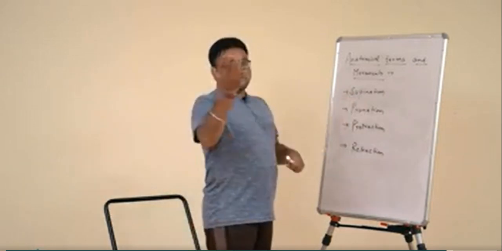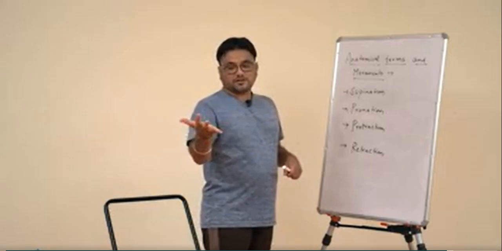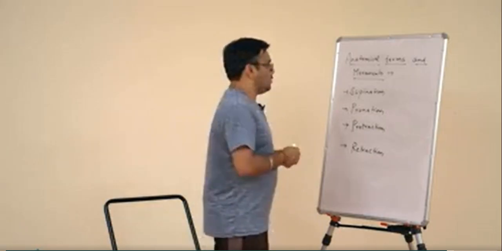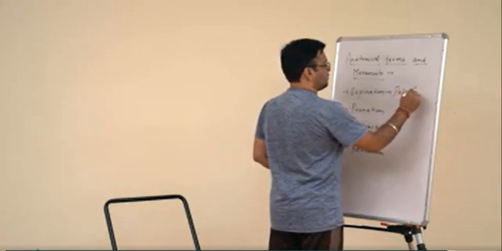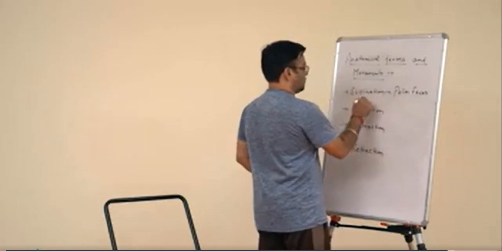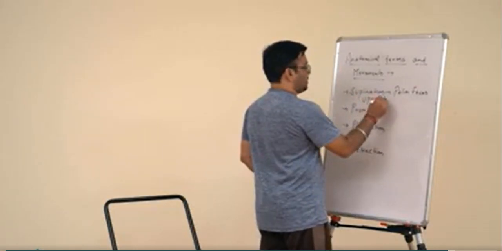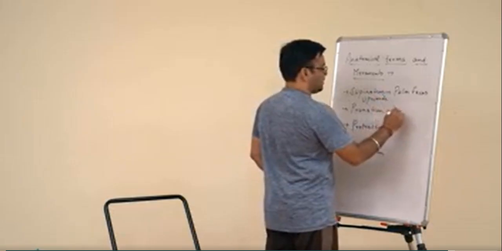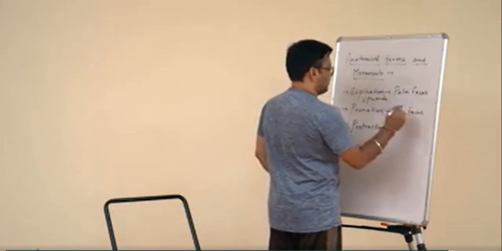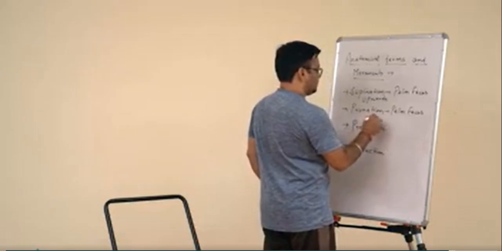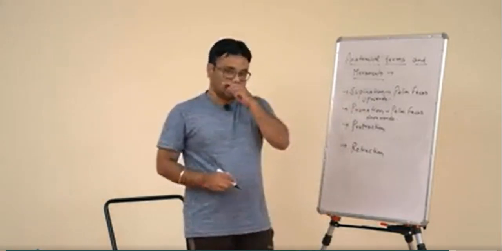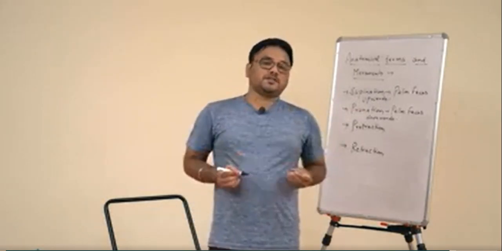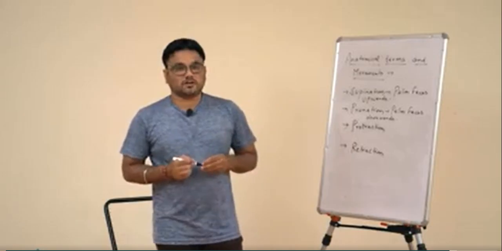So supination in relation to your palm, your wrist, is when the palm faces upwards, and when the palm faces downwards, that is pronation.